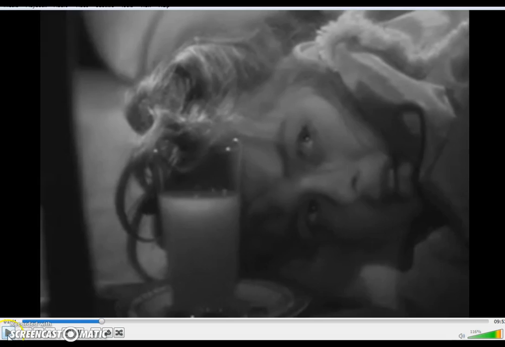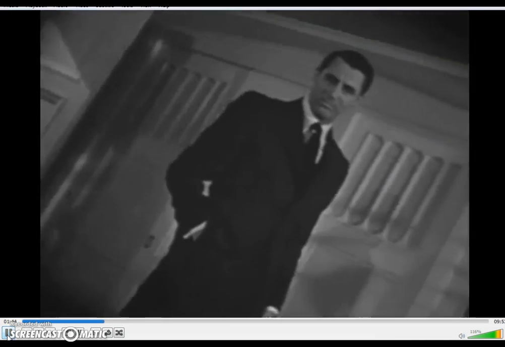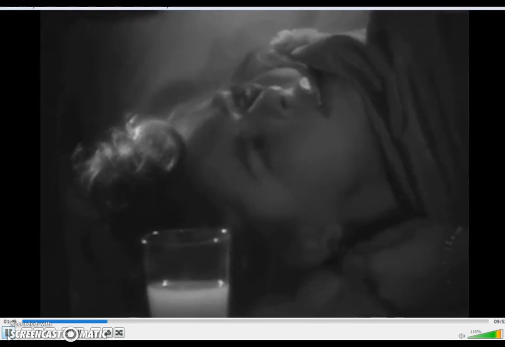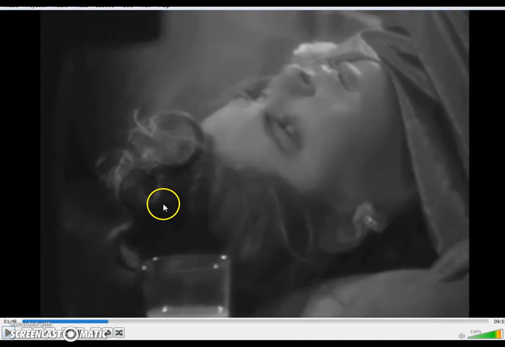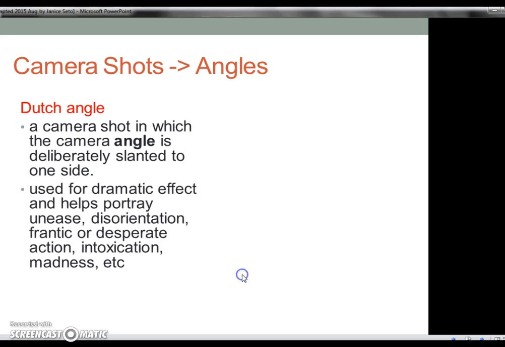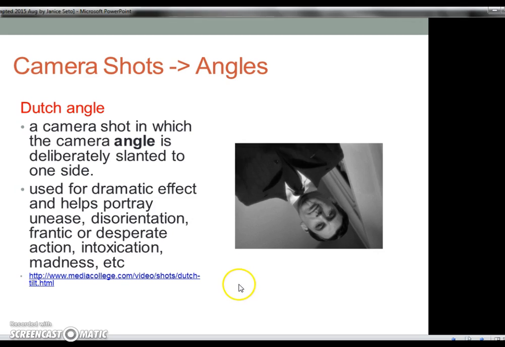Let me see if I can get this to go. It takes maybe about 10 seconds. But anyways, Ingrid Bergman wakes up, hangover, and here comes Cary Grant. So, a very, very clever way of handling the camera on the part of Alfred Hitchcock. It's the Dutch angle, right? To show intoxication and madness.